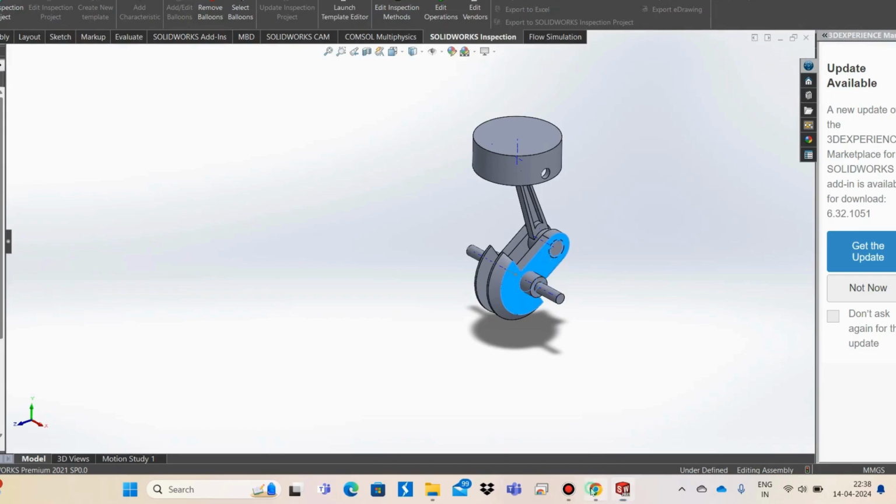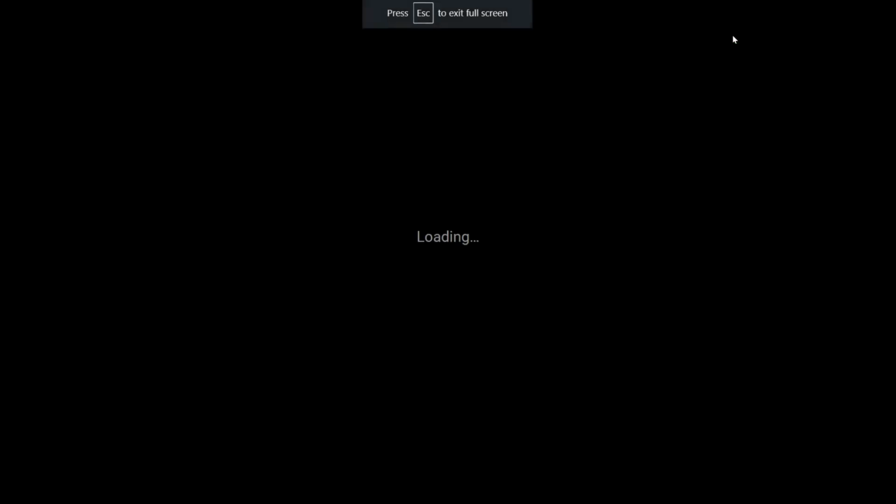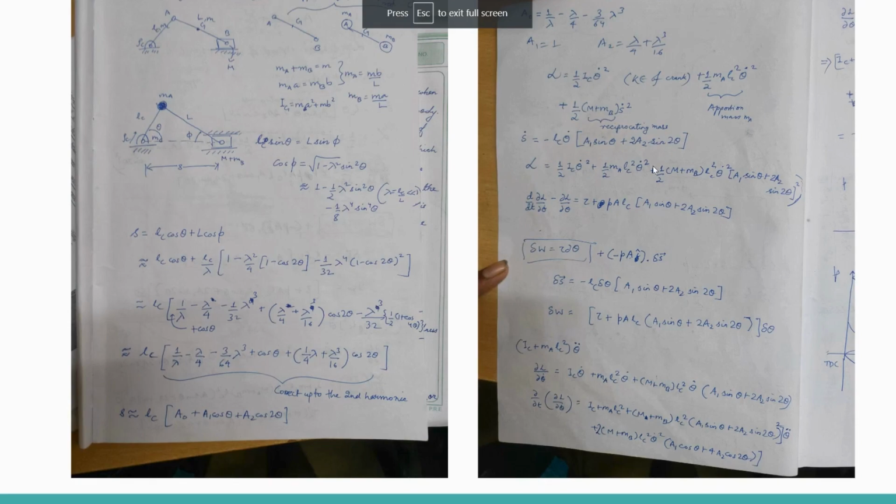So our key objective was to model the dynamics of the piston crank mechanism, which is commonly a part of IC engines. Thank you.